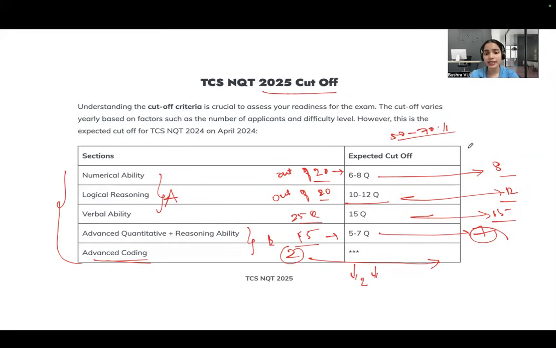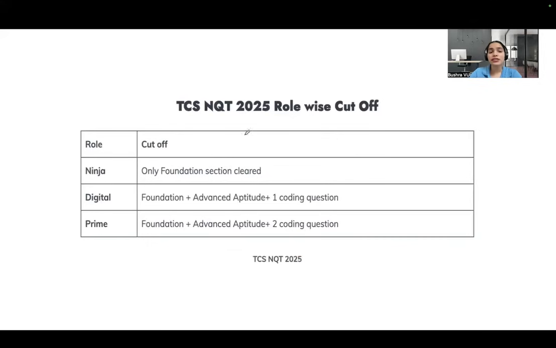Okay, this is the criteria. This is the cutoff. This again varies on different factors: it depends on the difficulty level, on how many students are given the exams, and on all of that. But again, the expected cutoff is on the basis of April 2024. So let's look at the next topic, role-wise cutoff.